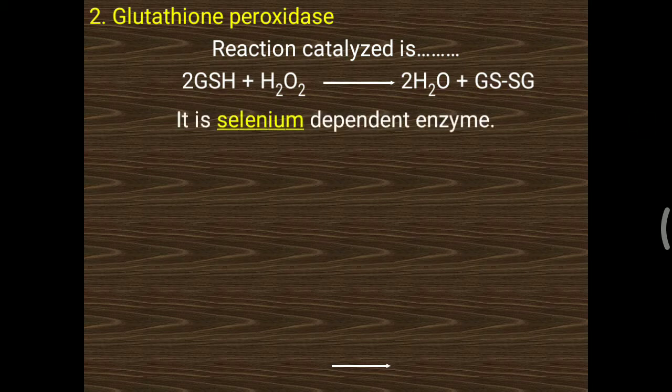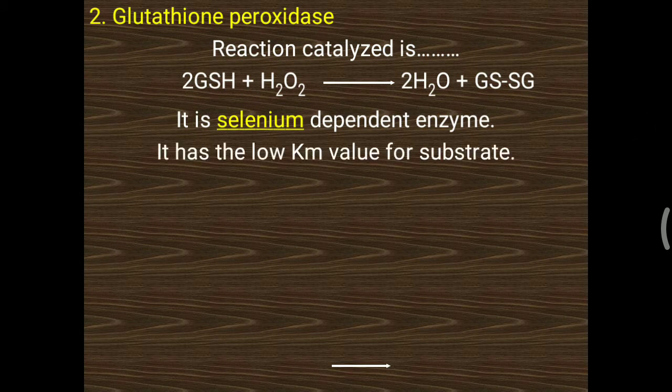So it is a selenium dependent enzyme. Previously you have to remember manganese dependent and copper-zinc dependent, that is superoxide dismutase. Here glutathione peroxidase is selenium dependent. It has a low Km value. Low Km value means this enzyme has a high affinity for hydrogen peroxide. So even a small amount of H2O2 will be converted into a water molecule with the help of the enzyme glutathione peroxidase.